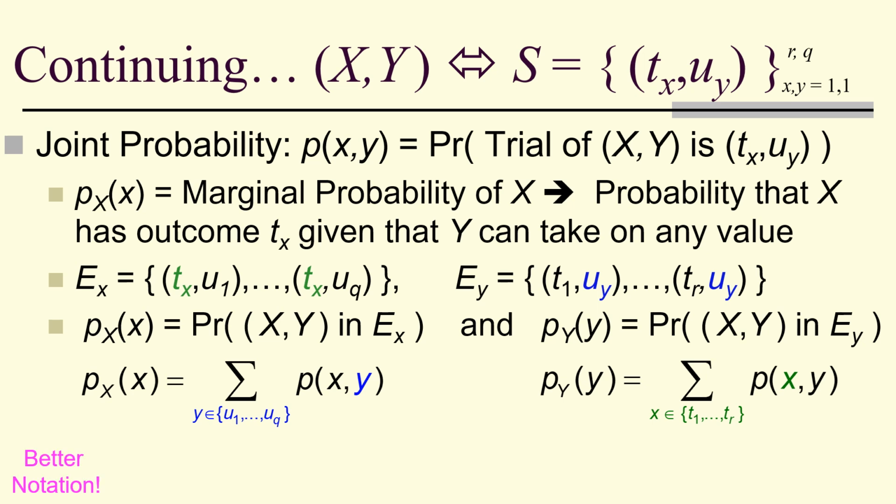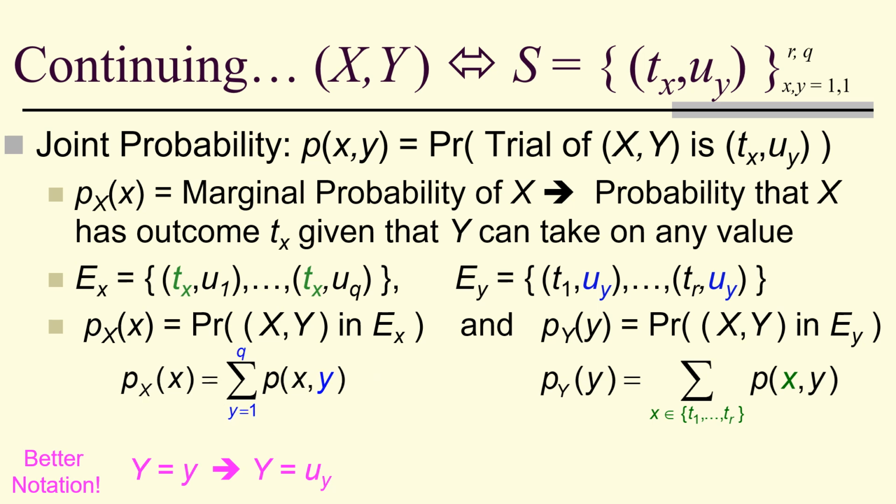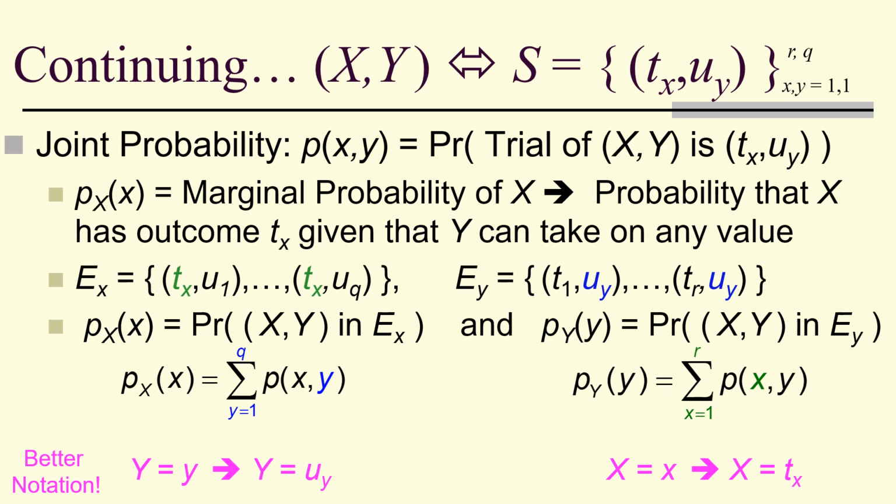Now, very often we use a little better notation. So if capital Y is equal to index y, then that's the same as saying capital Y is the outcome u indexed by lowercase y. And notice that allows us to write this sum with the index y equals 1 to q. And likewise, saying that capital X takes on the instance lowercase x means that capital X is essentially t sub x, the outcome indexed by lowercase x. And that allows us to write the marginal probability of y in this way.